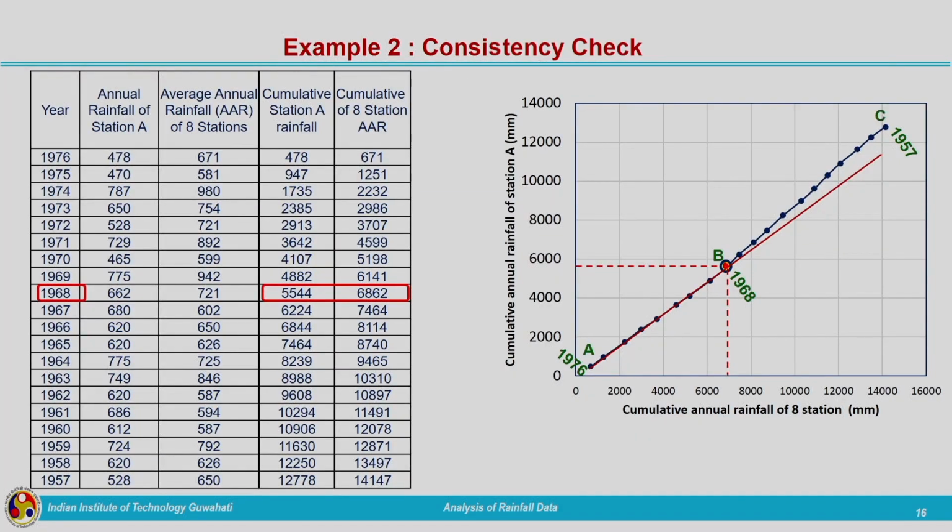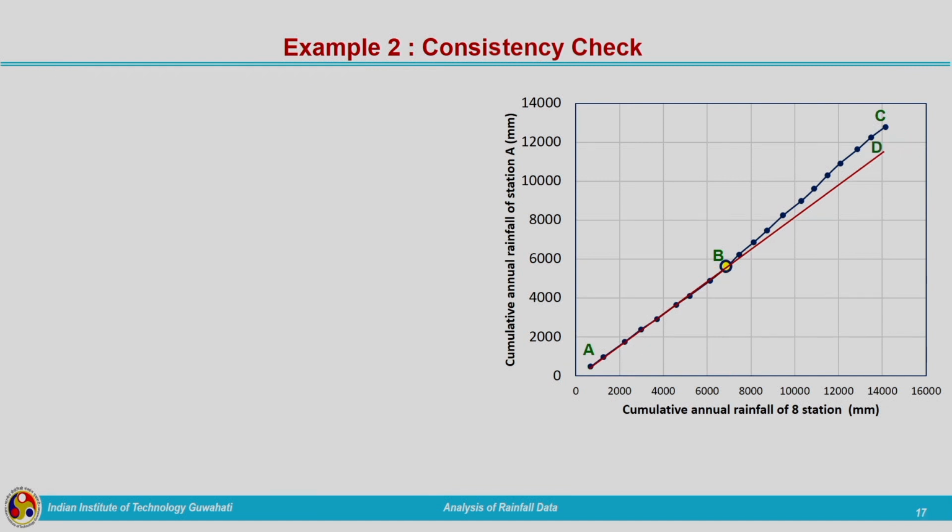Let us name these points A, B, C, because we need to calculate the slopes corresponding to these two lines. We need to find out the ordinates A, B and X. The slope of BC, the line representing the inconsistent data, is given by A divided by X. From the table or from the graph we can get the values, and it was calculated to be 0.969.